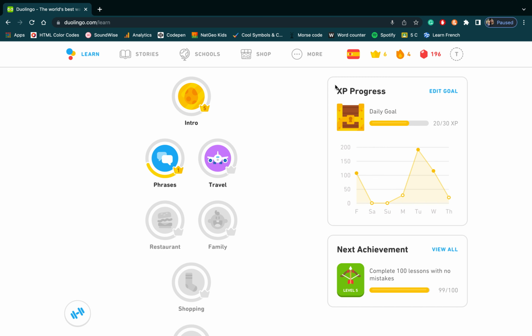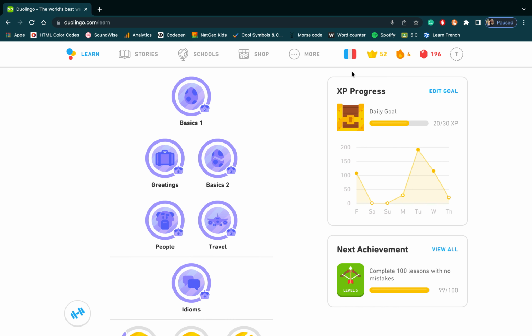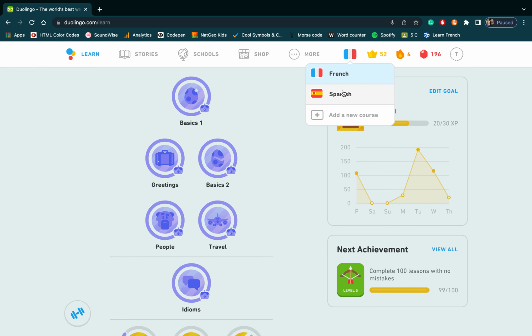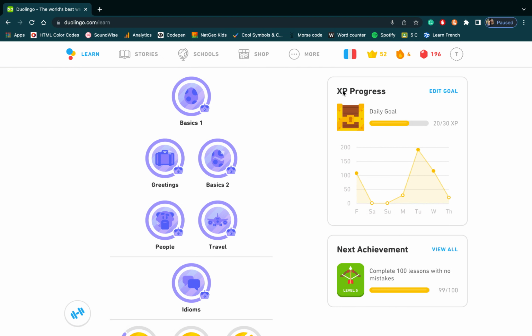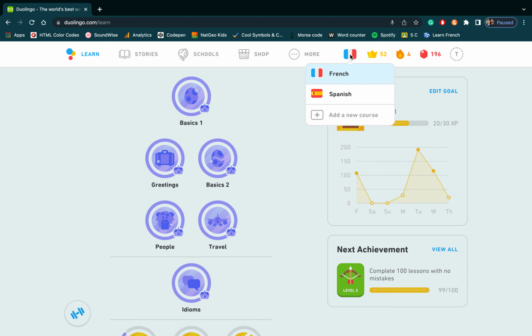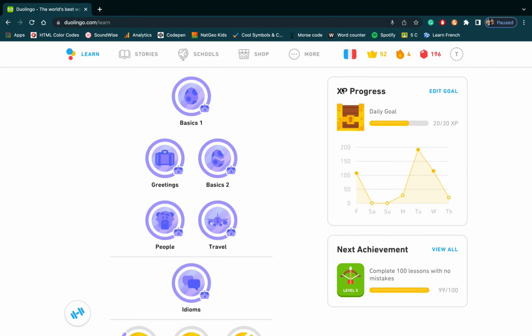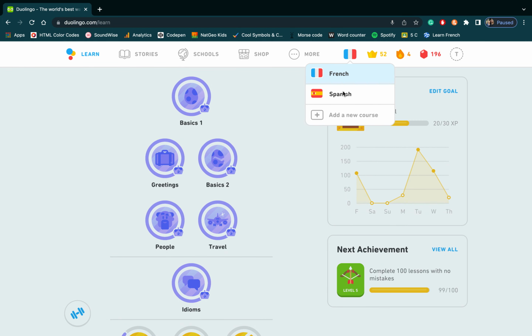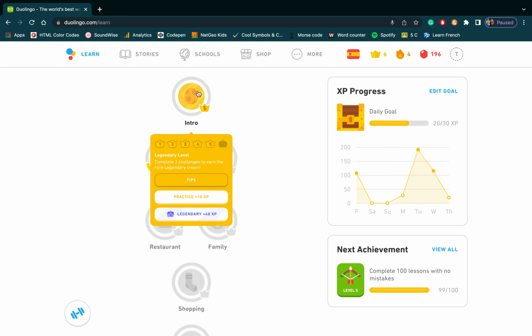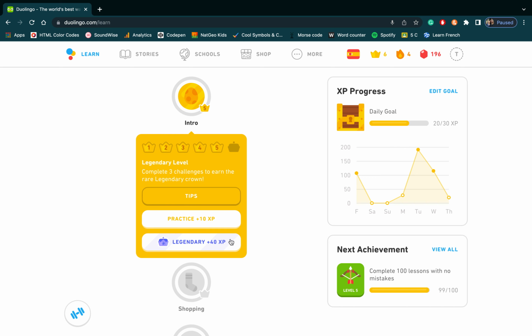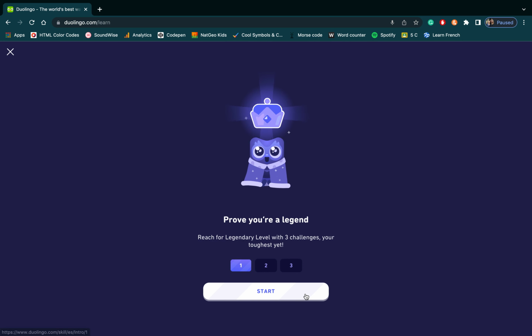So on Duolingo, I learned Spanish and French, and since I like finished my French portion for today, I'll be speedrunning a Spanish lesson. Because why not? Speedrunning lessons are really fun, but I do tend to get them wrong, like most of the time. So yeah, I'll just open this lesson and go to legendary and start.